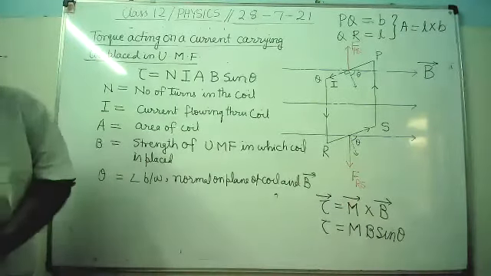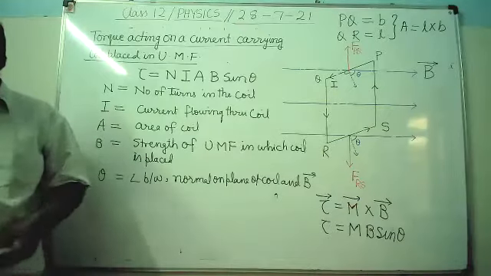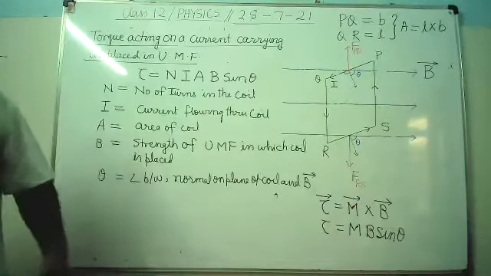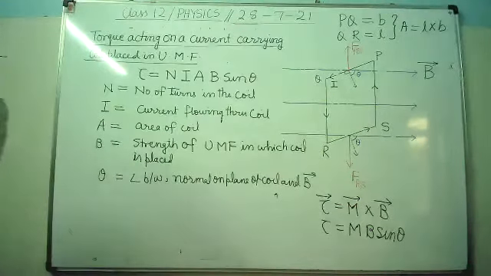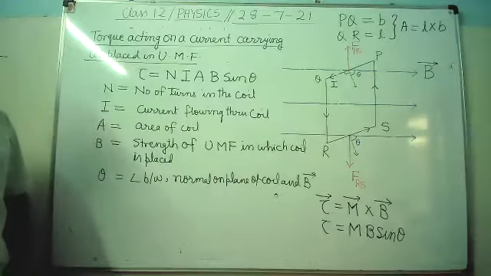and placed in the uniform magnetic field B. So what will be the torque acting upon it? Torque acting upon it is given by tau equals NIAB sin theta. Now what is here N? N is the number of turns in the coil.